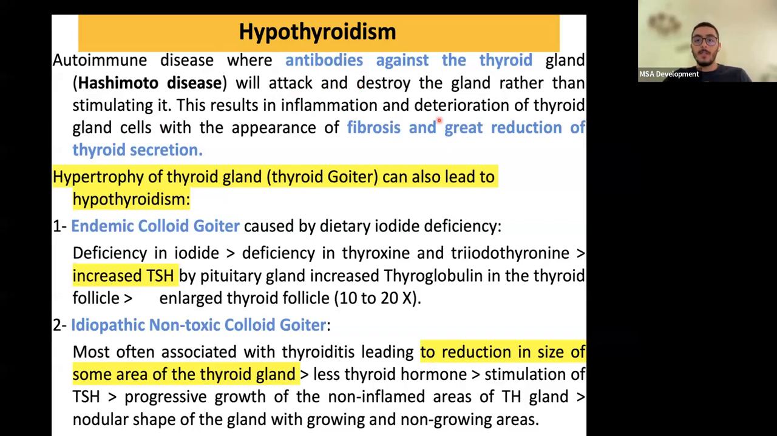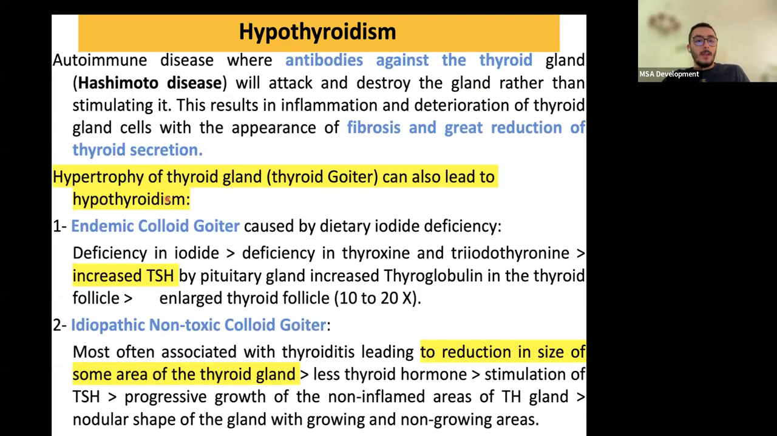This results in inflammation and deterioration of the thyroid gland with the appearance of fibrosis and great reduction of the thyroid secretion. So this is the autoimmune disease, or this is the Hashimoto disease. They are basically antibodies attacking and destroying the thyroid gland. If we think about blood levels, TSH will be very high because we don't have thyroid hormone to negatively inhibit TSH secretion. Hence, we will have the pituitary always stimulated and secreting TSH.